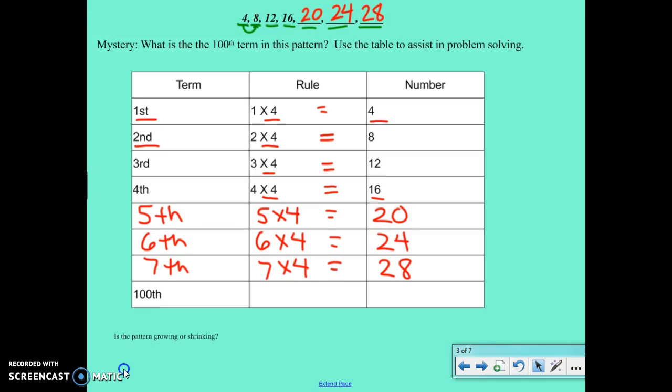Now, how do we figure out the 100th term using this pattern? What I think I need to do is multiply 100 times 4 following this pattern, which would give me 400. The 100th term would equal 400 based on the rule that we have here. And our question down here says, is the pattern growing or shrinking? In this case, I go back to the top. 4, 8, 12, 16, 20, 24, 28. That would be a growing pattern.